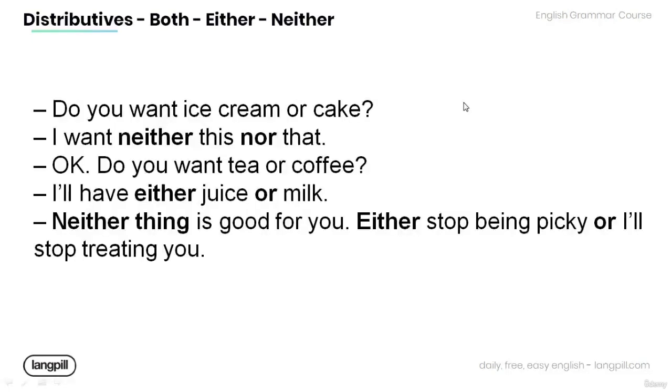Here's a short story using the distributives both, either, and neither. Listen as I read so you can see how they are used in real-life conversation. After I'm done, make sure you understand all the grammar and read aloud yourself so that you can work on your own fluency and pronunciation.